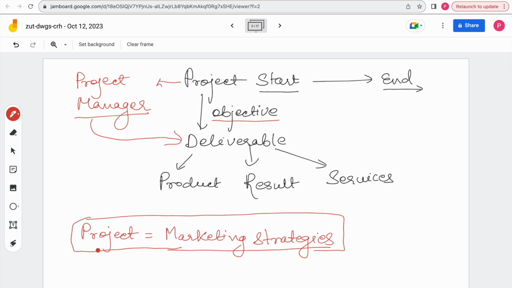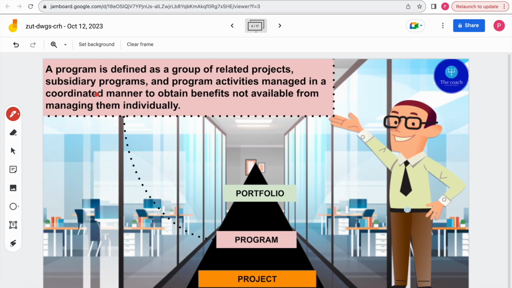Project can remain alone if it is not required. Just for the sake of putting the project into a program, we don't have to group like that. Okay, so let's get into the next part, that is program. The next part of the hierarchy you can see here is a program.